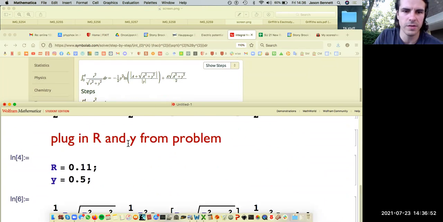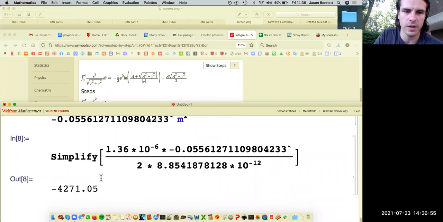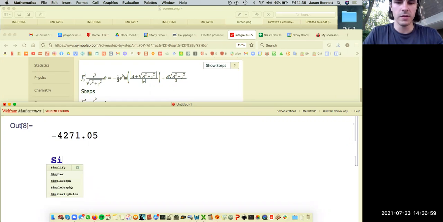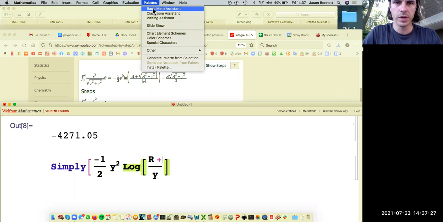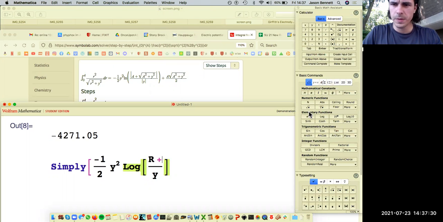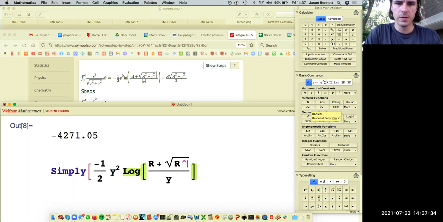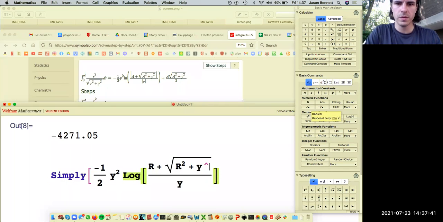So, right, let's enter those values and see what they give us. So we have simplify negative 1 over 2, y squared, log, that big thing, y and r plus square root, or square root, I always forget how to write this. There. R squared plus y squared.